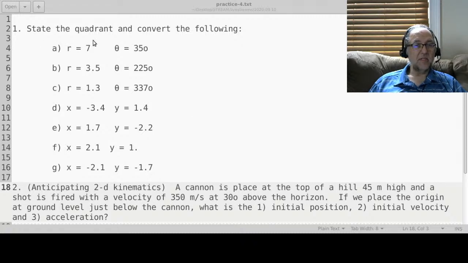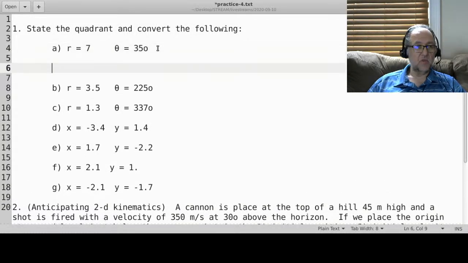So the question says state the quadrant. Now you don't need that when you convert from polar to Cartesian, but you'll definitely need it the other way. But for practice, we'll do it for all of them. So state the quadrant and convert the following, obviously to the other form. Okay, so let's start off with the first one.